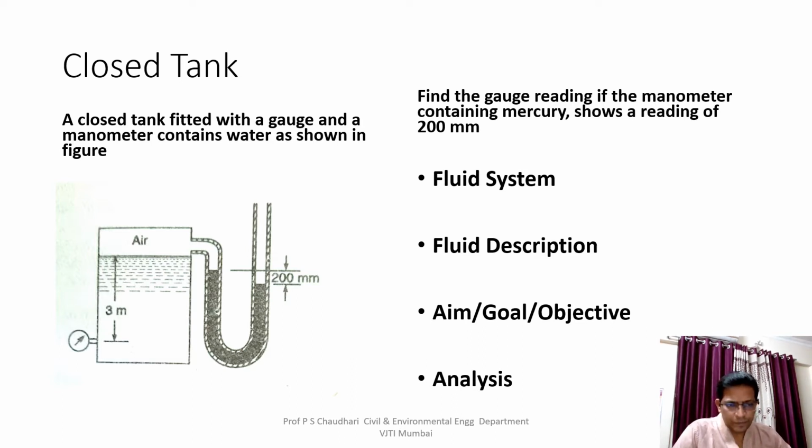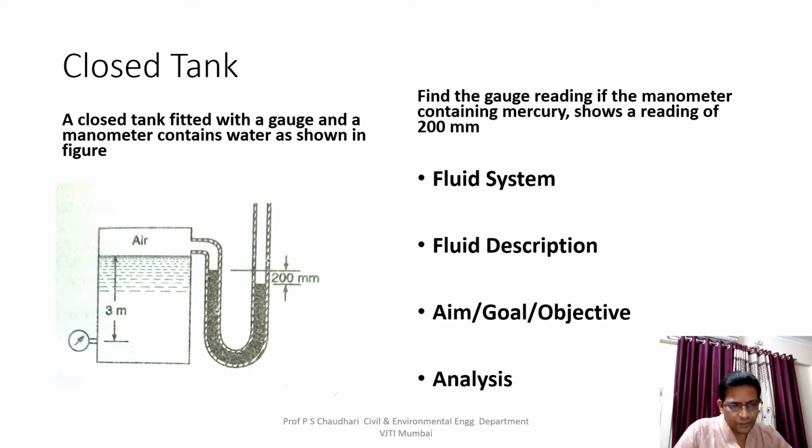Fluid system: a tank partially filled with water. At the top of the tank, there is air under pressure. If you observe the U-tube manometer, then the air pressure is a negative or suction pressure. Then one end of the U-tube manometer is subjected to atmospheric pressure.